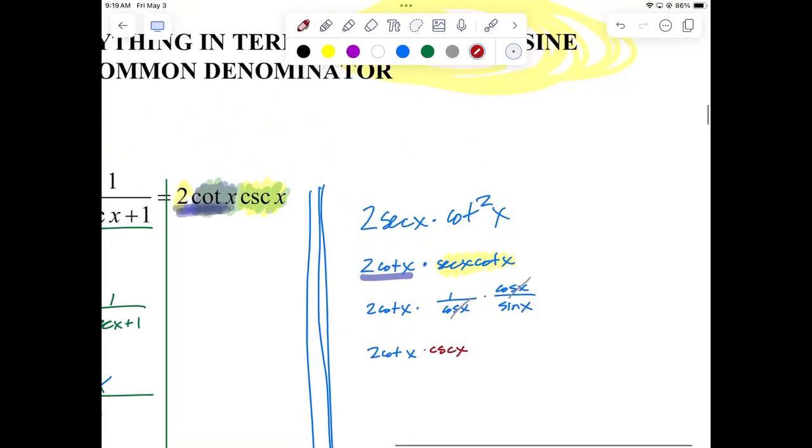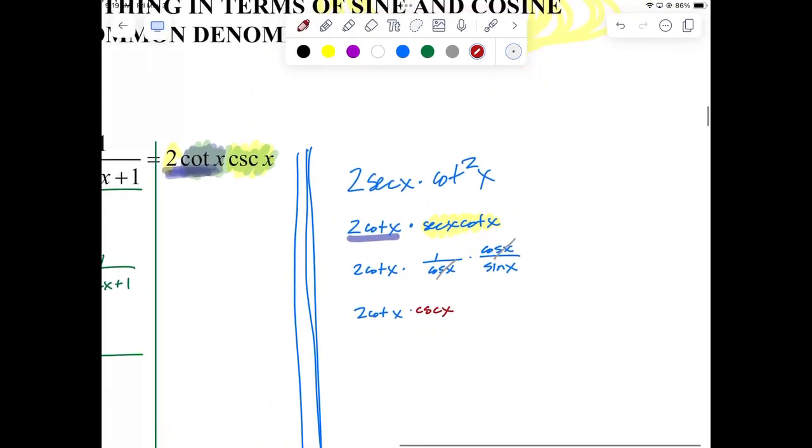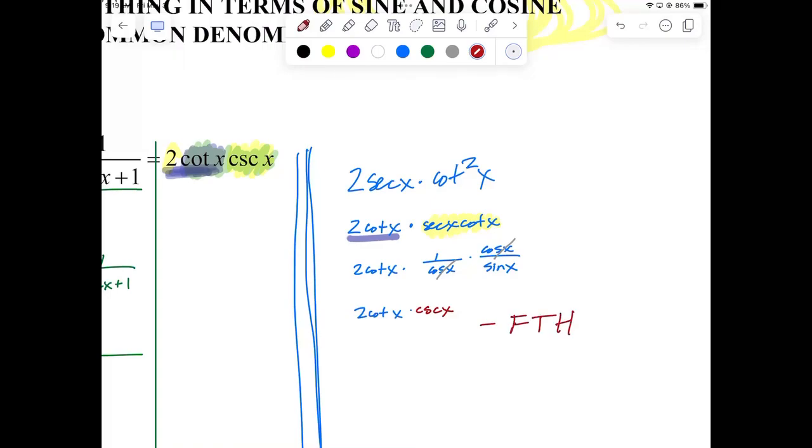Is that what I wanted? Dirty diapers. I'm going to put FTH. Factor the heck out of it. No. Fear the horn. Fear the horn. Yes.